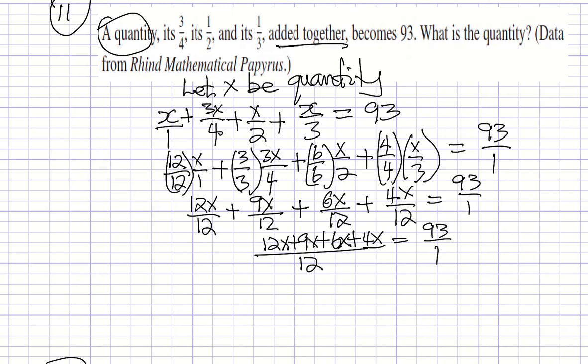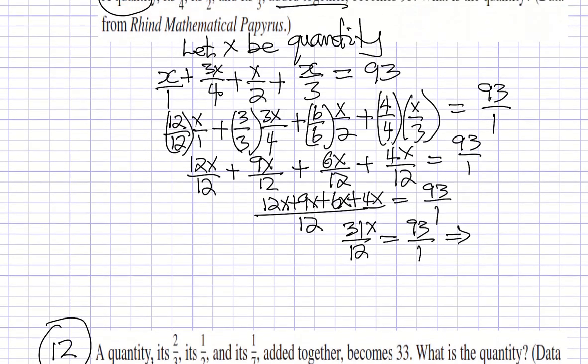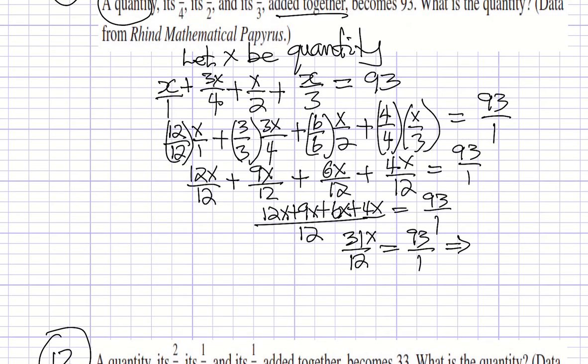All that will add to 31x over 12 is equal to 93 over 1. You cross multiply. What do you get? Let me take up space here. If I run out, I go to the right. If you cross multiply, what do you get? You get 31x equals 93 times 12, okay?